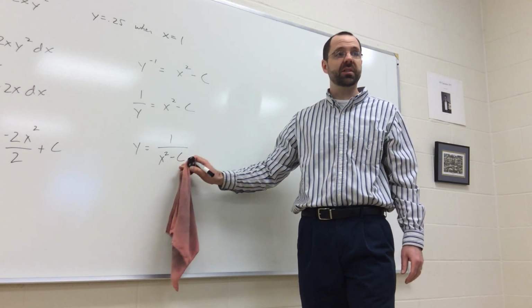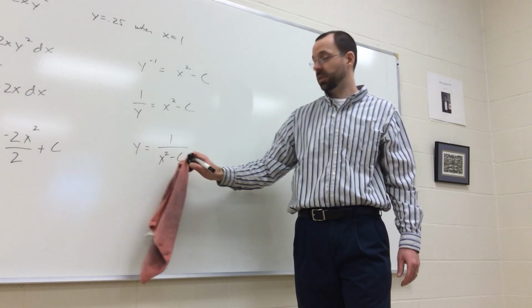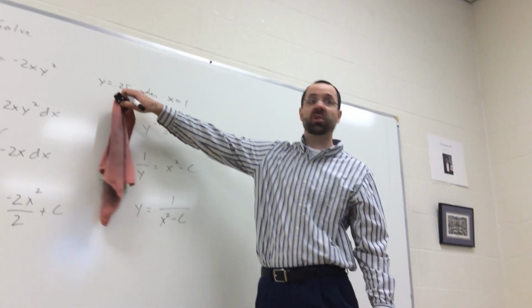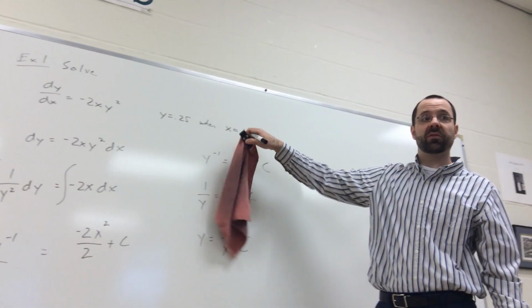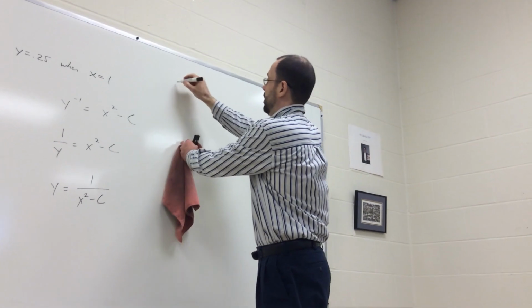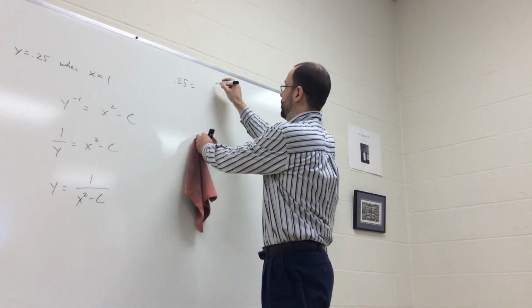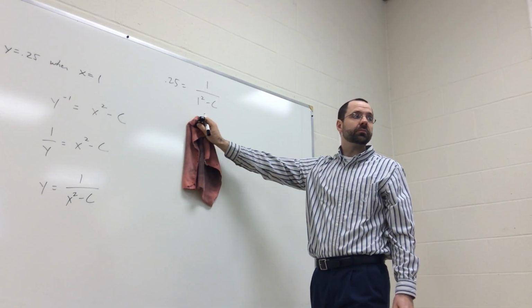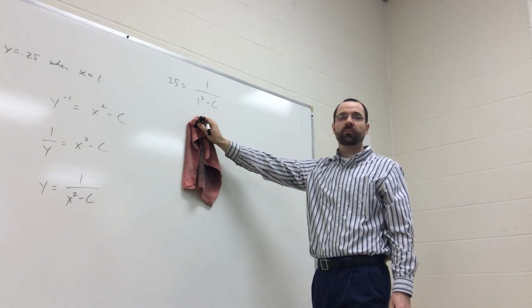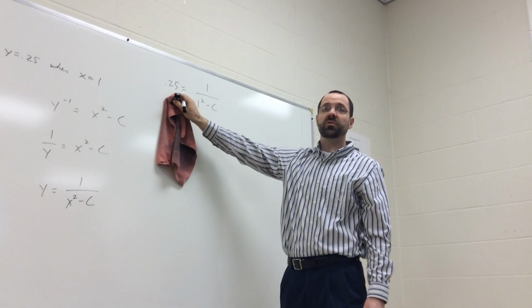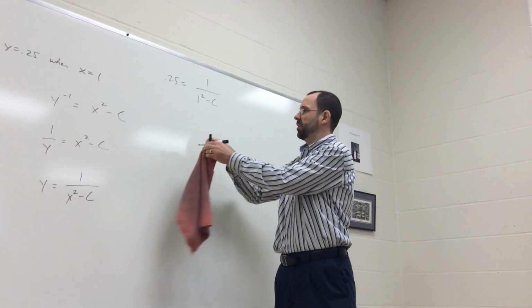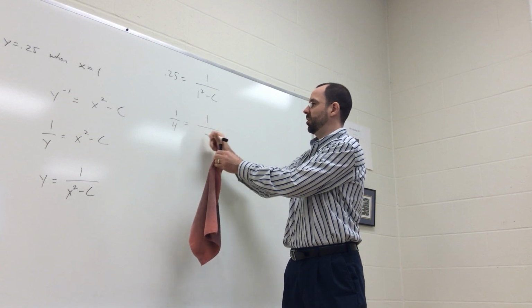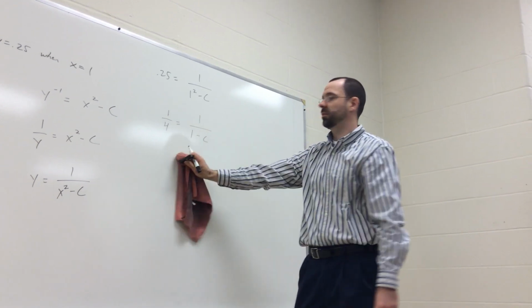I just need to figure out what c is. I figured out what y equaled. Now I just need to figure out c. To figure out c, you use the point they gave us. You plug in 0.25 for y and 1 for x. So 0.25 equals 1 over 1 squared minus c. .25 is the same thing as 1/4. This is 1/4 equals 1 over 1 minus c.